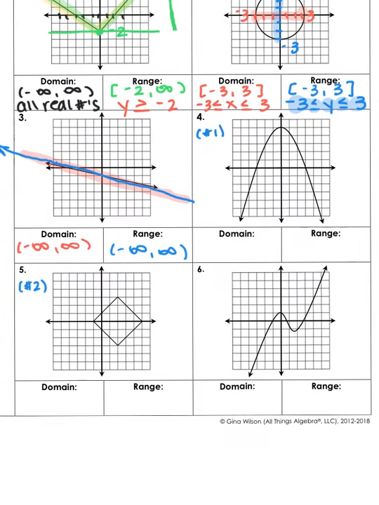All right, for number 6, if we think about domain, going from left to right, that's going to go on forever to the right and forever to the left. So my domain is going to be negative infinity to positive infinity. My range, I'm going to do the same thing. This is going to forever go down, and it forever goes up. So my range is also negative infinity to positive infinity.